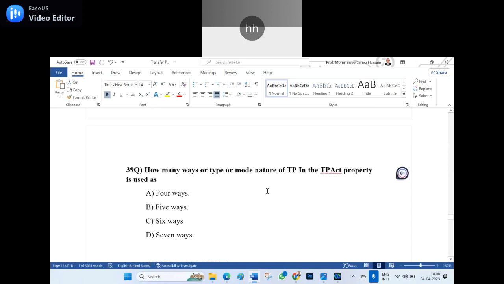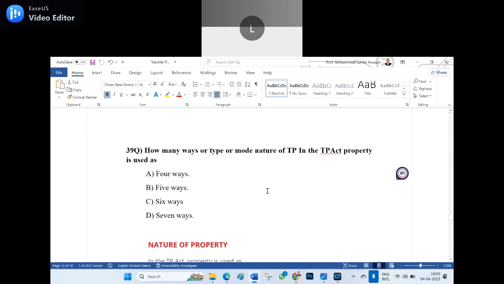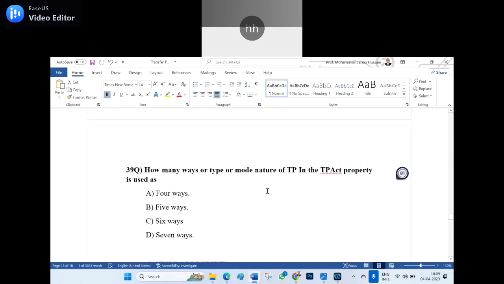How many ways or types or modes of nature is the property used as in the Transfer of Property Act? A, 4 ways. B, 5 ways. C, 6 ways. D, 7 ways. If you give the answer, I will give you 50 rupees. Four ways. Wrong, you lost the 50 rupees. It is a bit of a tough question. But what are the ways? If you tell me, I will give you 100 rupees.